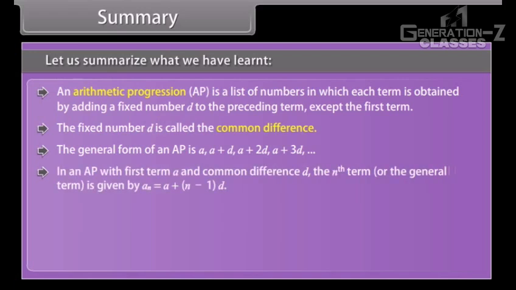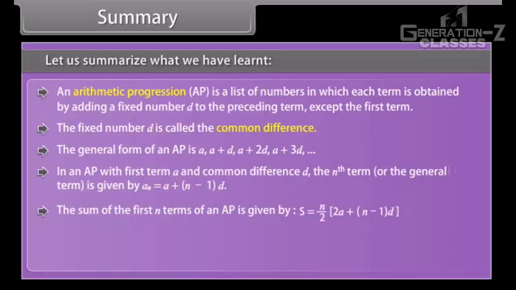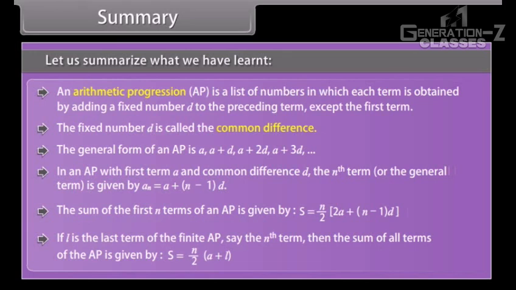In an AP with first term A and common difference D, the nth term or the general term is given by an is equal to A plus (n minus 1) into D. The sum of the first n terms of an AP is given by S is equal to n upon 2 into (2A plus (n minus 1) into D). If L is the last term of the finite AP, say the nth term, then the sum of all terms of the AP is given by S is equal to n upon 2 into (A plus L).